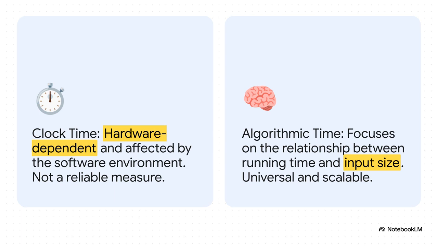Now, you can't just say, oh, my code runs in 0.2 seconds. I mean, why not? Because that number is completely meaningless. It depends on the speed of your laptop, the programming language, what other tabs you have open. That's clock time, and it's useless for comparison. We need a universal yardstick, right? A way to measure an algorithm's efficiency that works on any machine anywhere. And that, my friends, is algorithmic time.